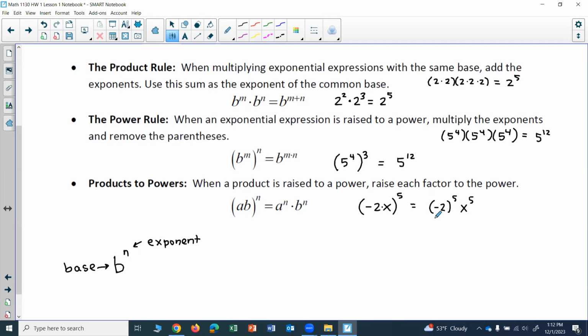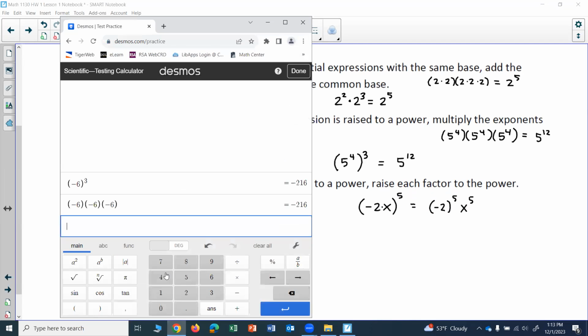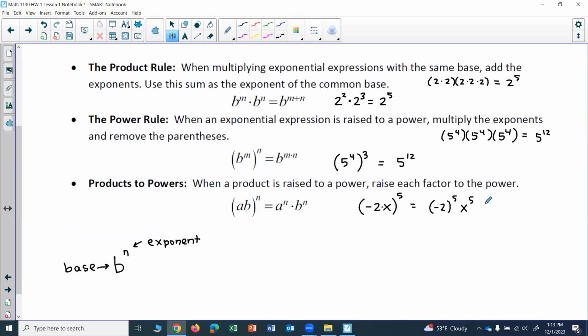That only works if these two things are being multiplied in the parentheses. And then you could go ahead and actually figure out the numeric part. If you pull up your calculator, you would put parentheses, -2, close the parentheses, use that exponent key, and raise to the 5th power. So we would end up with -32 x to the 5th. So this is equal to -32 x to the 5th.